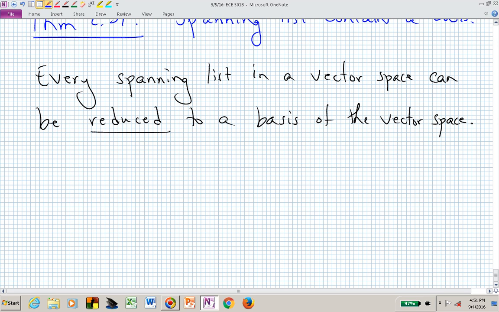Here we're creating a basis by reduction. We're throwing things away. If somebody gives you a spanning list, then in general that spanning list may contain more vectors than you need to span the entire vector space. That's what this theorem is saying, and you can actually then identify or throw away vectors in that list that are not essential to span the entire space. So now let's look at a proof.